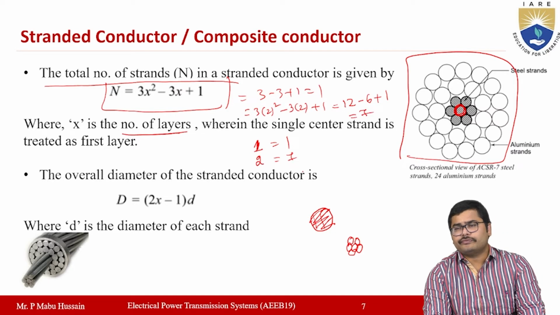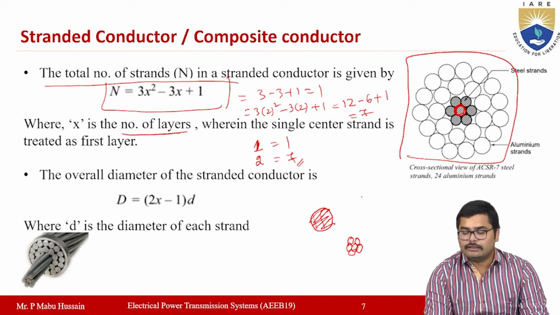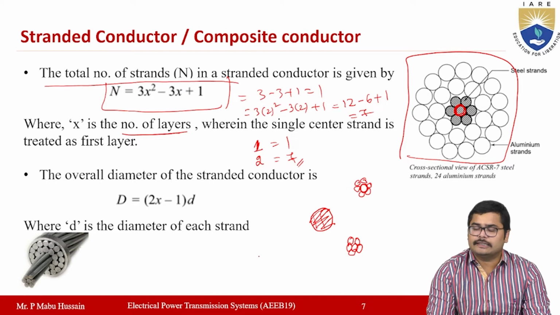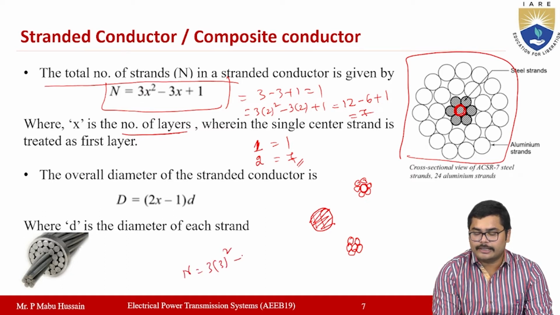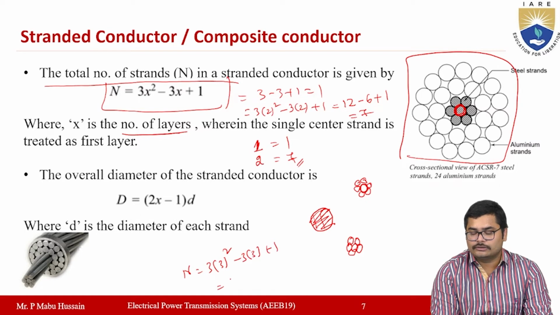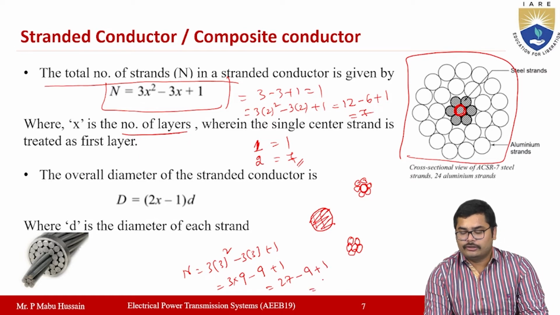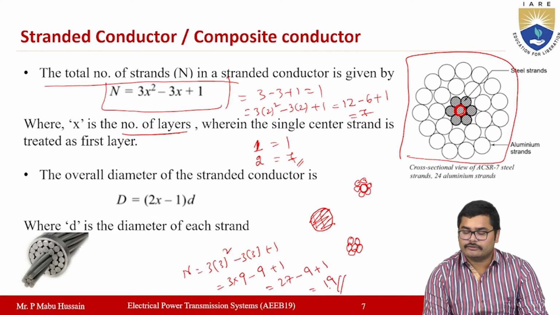So in a two layer conductor, you will have 7 conductors. In the first layer you will have one single conductor, and on top of that, you will have 6 conductors. If you have a 3 layer conductor, then x will be 3. Then the number of conductors will be 3 into 3 squared minus 3 into 3 plus 1. So 27 minus 9 plus 1. Now what do we get? 19 conductors.